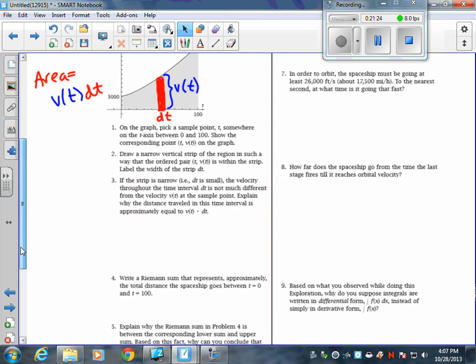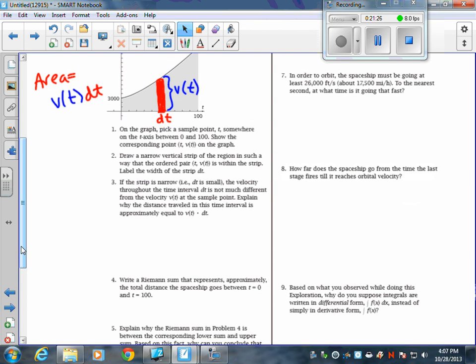So that's what it's talking about in number 4. Write a Riemann sum that will represent the total distance that the spaceship goes. Well, the summation notation, that's my sigma. I want to start at t is 0 and I want to go to t is 100, and I want to find all of these areas. That's basically really what I want to do.